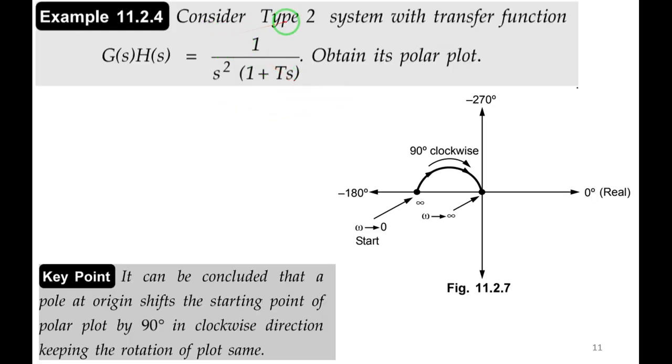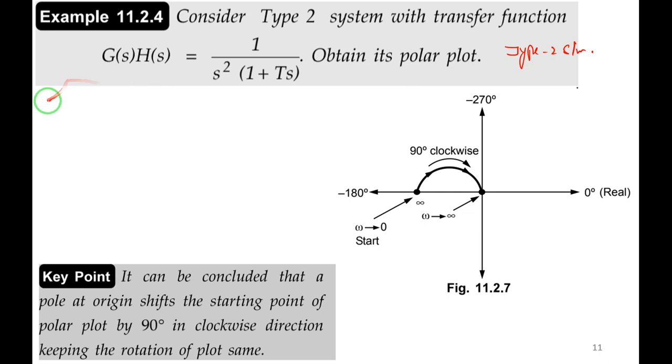Consider a type 2 system. Next we'll move to the next numerical. Consider the type 2 system with open loop transfer function G(s)H(s) equal to 1 by s square into (1 plus Ts). This is a type 2 system because there are two poles, s square, two poles lying at the origin, right? Type 2 system.